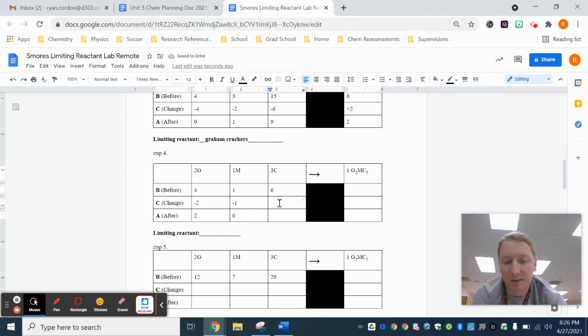All right, and then let's check to see if we have enough chocolate chips. Every time I use one marshmallow, I use three chocolate chips. So I use three times the amount of chocolate chips as marshmallows. If I use one marshmallow, three times that amount would be three. And again, we have enough chocolate chips, we have enough graham crackers. This must be the limiting reactant. It must be marshmallows.